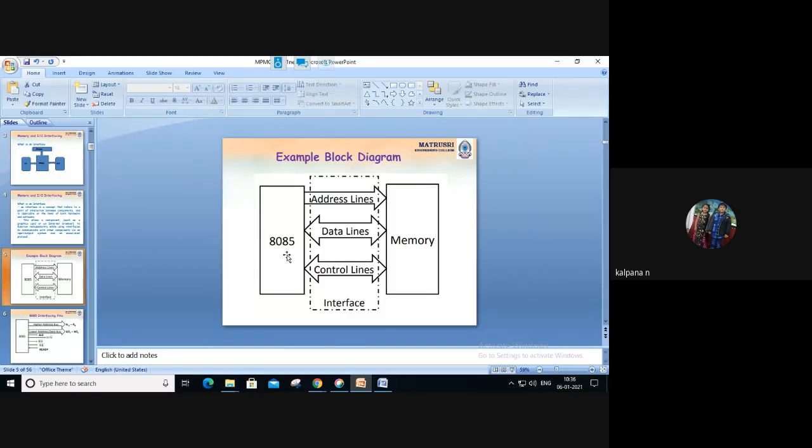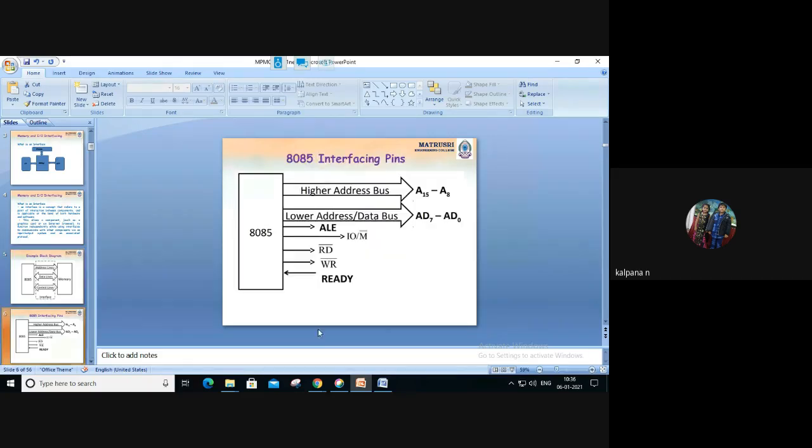All these 8 data lines we need to interface from 8085 to memory. So D0 to D7 directly we are connecting. Next, we have connected address lines and data lines. So what we need to do with these address lines and data lines? We need to read the information or write the information, right? So read and write control lines also we should interface.